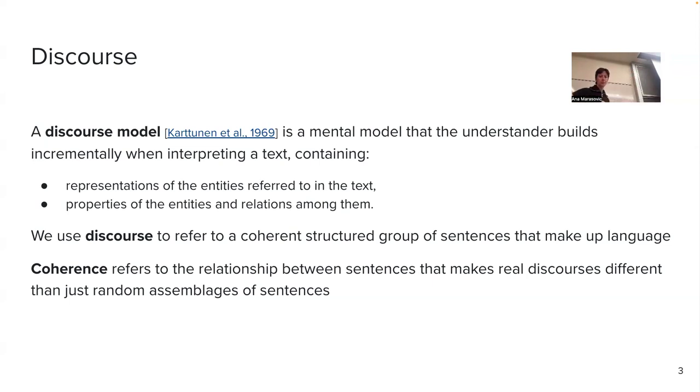And this refers to the relationship between sentences that makes real discourses different than just random assignments of sentences. The term discourse is also a frequent term in NLP. We talked about syntax, semantics, and in ACL and EMNLP, when you submit your papers to be peer reviewed, you can choose a track that's morphology, syntax, discourse, and so on. They're kind of changing, especially with large language models.